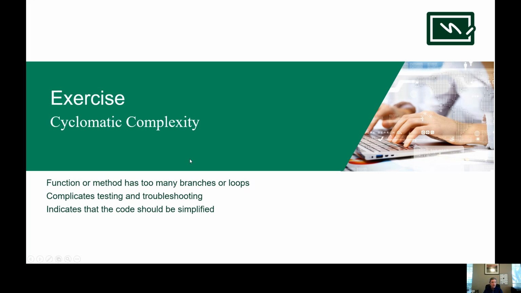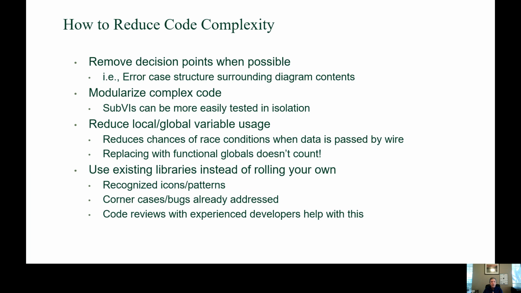That was my quick demo on cyclomatic complexity and how it can sometimes be used to help you identify issues on block diagrams. So a few tips on how to reduce complexity. Remove decision points when possible. For example, the error case structure surrounding a diagram content is almost never needed. I discussed this in more detail in the errors presentation that's linked in the slides. If you've got complex code like what we just saw, modularizing it makes it a lot easier to test in isolation because now you've got sub-VIs you can run on their own.